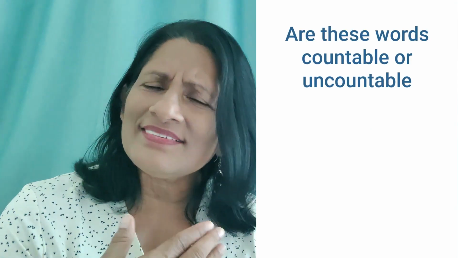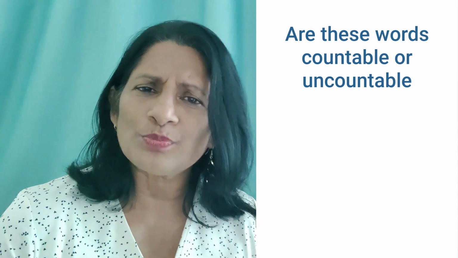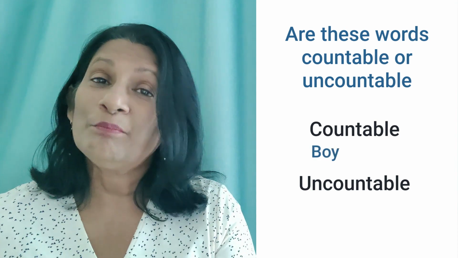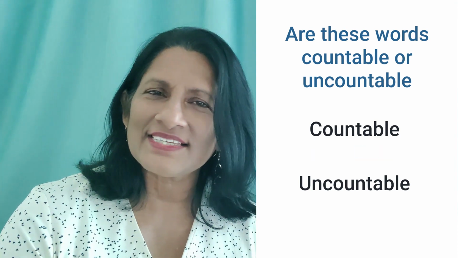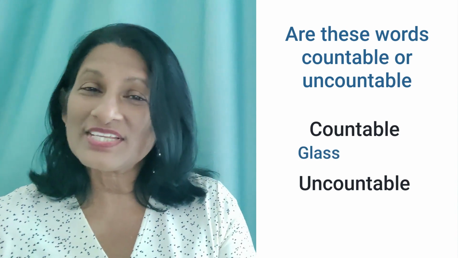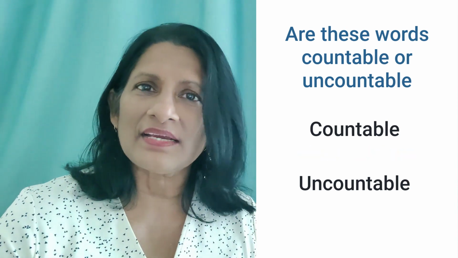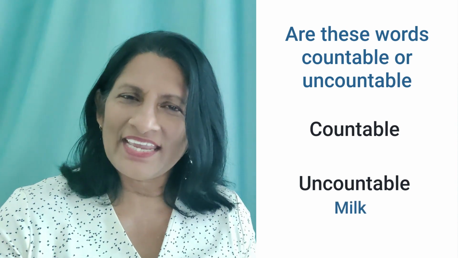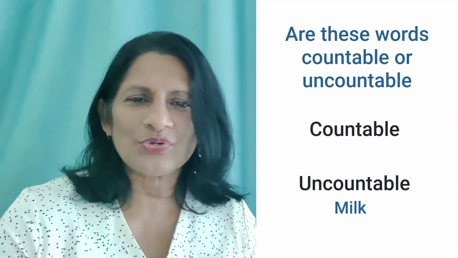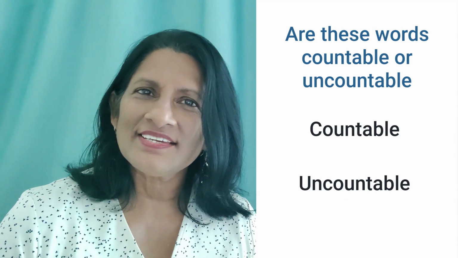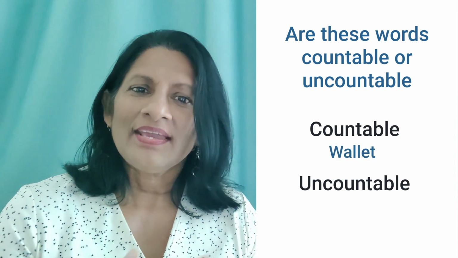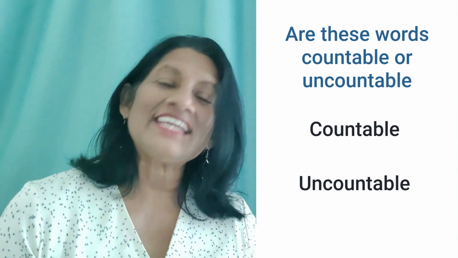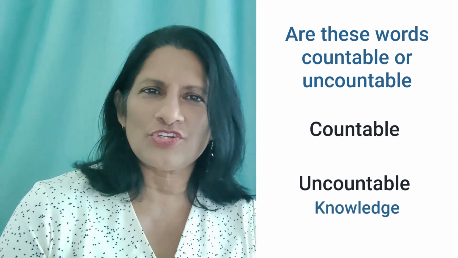Check these words and tell yourself, are these words countable or uncountable? Boy. It is countable because you can say boys. Glass, countable because you can say glasses. Milk, it is uncountable. You cannot add a or an or s or es. Wallet, countable. Happy, it is uncountable. Knowledge is uncountable. I cannot say a knowledge.